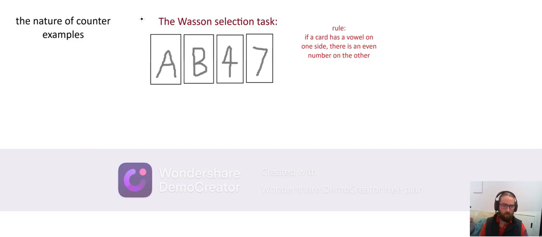So to start off with, I'm going to give a little puzzle, and after I give the puzzle, maybe pause and think about your answer, because this is a puzzle that a lot of people get wrong. It's called the Watson selection task, and it's quite straightforward.